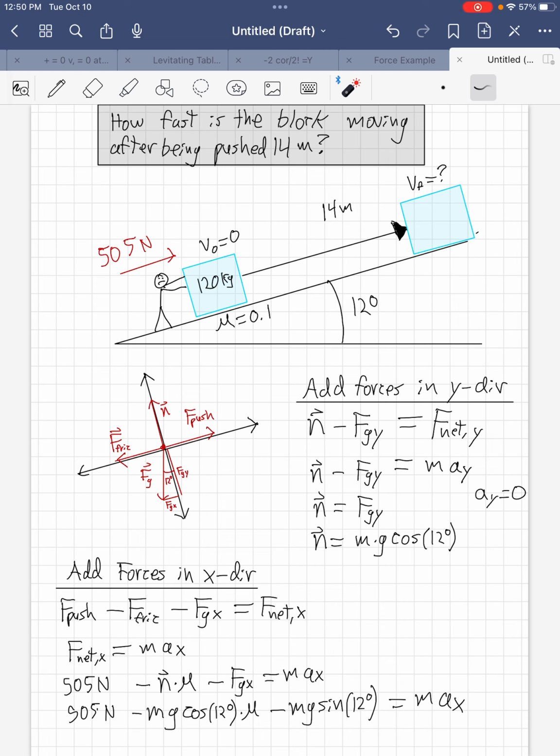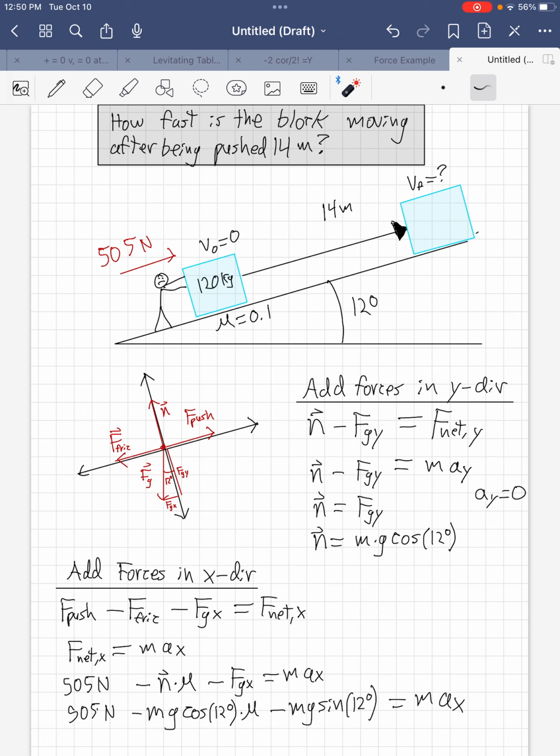So we have this person who is pushing a very heavy block up a hill that is sloped 12 degrees. And he's pushing the block with 505 newtons directly up the hill. And the block has a coefficient of friction on the ground of 0.1. So low coefficient of friction. So that's good. So the question asked, how fast will the block be moving after it's been pushed 14 meters? So you can see it's indicated here that the initial velocity of the block is 0.